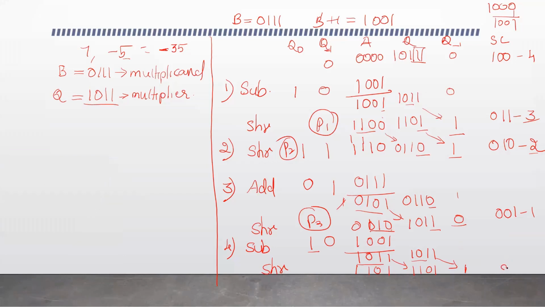We decrement SC by 1, so it is 0. As SC became 0, we stop the procedure here. What is the result now? 1 1 0 1 1 1 0 1, with the most significant bits in the A register and the least significant bits in the Q register.